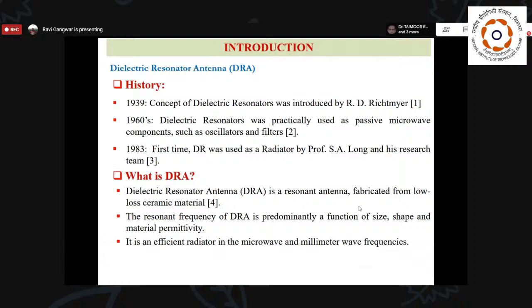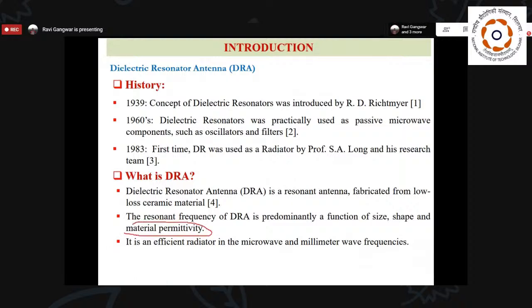So the important concept in dielectric resonator antennas is to select the proper material to get good results in antenna applications. And here the resonant frequency of the DRA is predominantly a function of size, shape, and material permittivity. So this material permittivity is an important point.